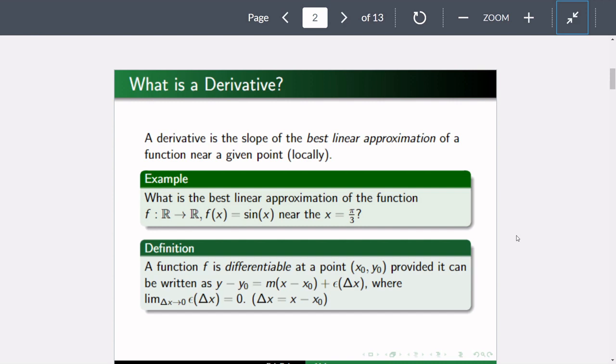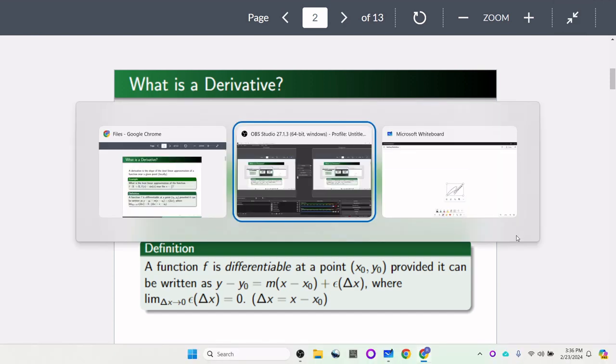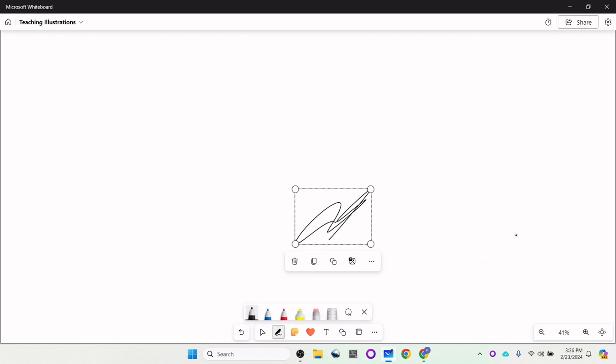That is to say, can we find a line that is, for instance, very similar to the function sine of x near x equals pi over 3? Well, let's go over how we would do that. So what we would do is to say, we'd have a function f of x equals sine of x, and x is pi over 3.